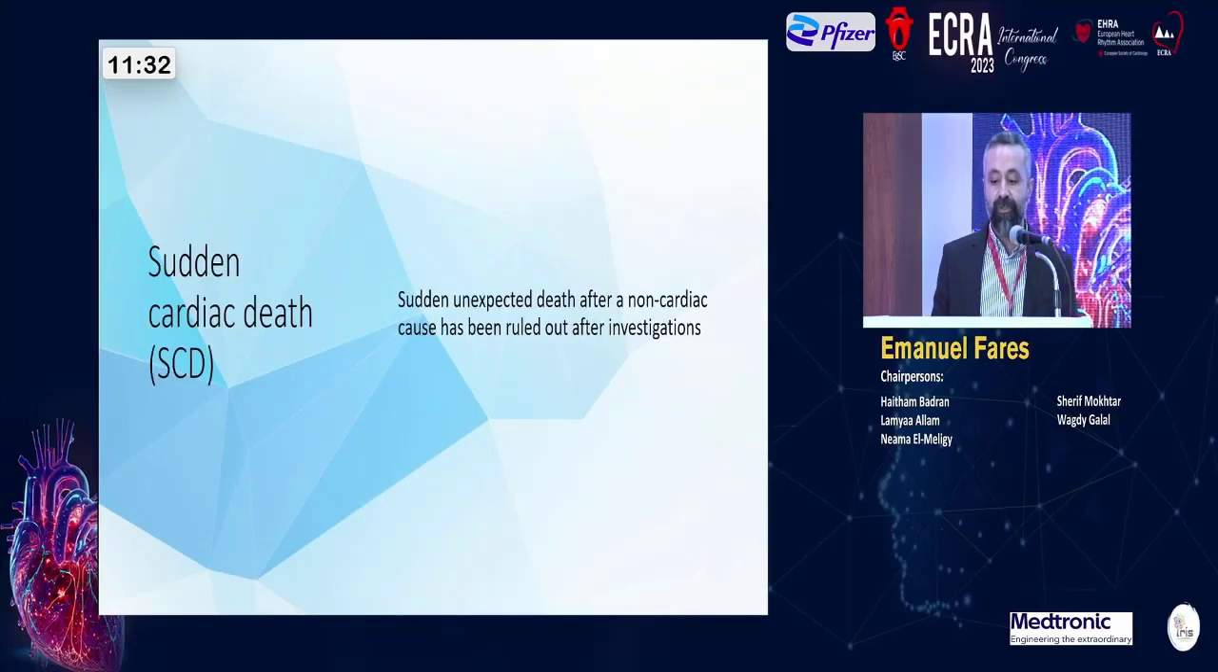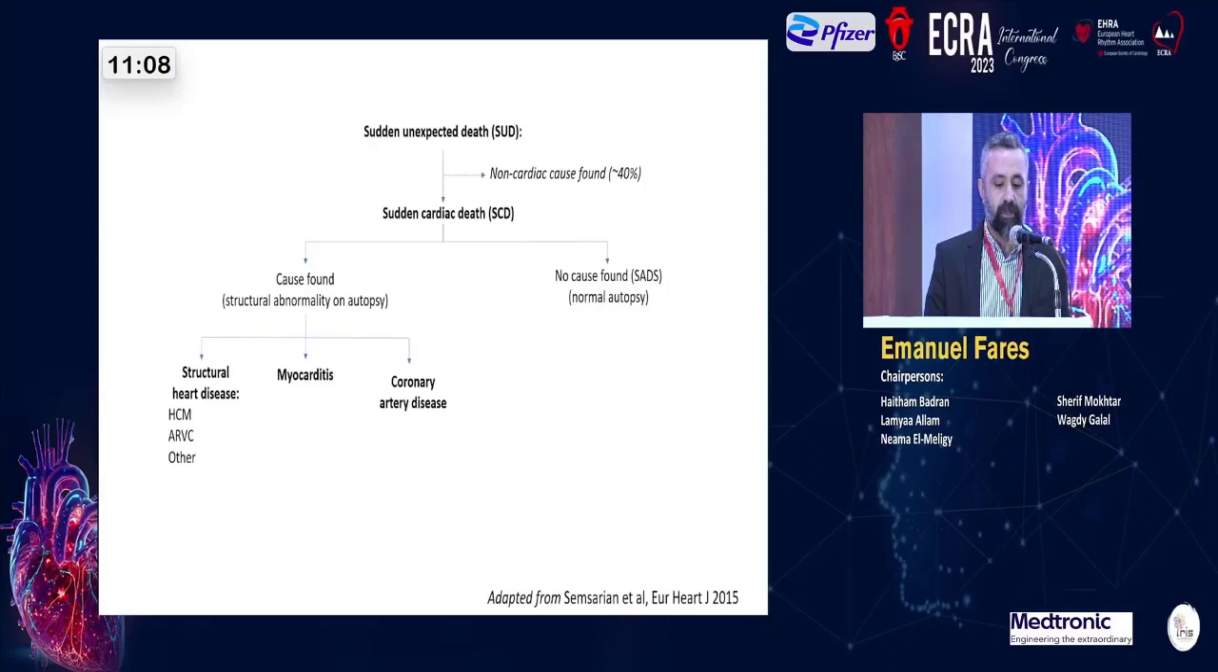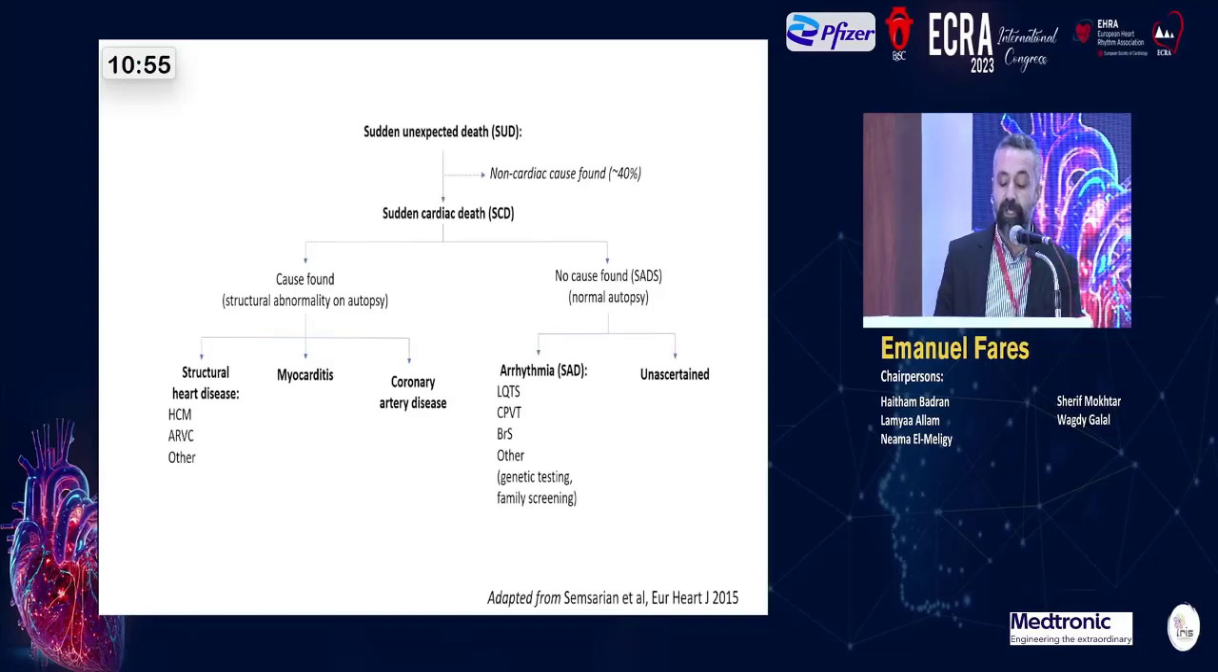Sudden cardiac death is a sudden unexpected death after a non-cardiac cause has been ruled out after investigations. If you want to classify them, we have sudden unexpected deaths. In 40% of cases, a non-cardiac cause can be found, and if not, that's a sudden cardiac death. If we go for an autopsy and find structural heart disease, myocarditis, or coronary artery disease, that is one group. If no cause is found, it's a sudden arrhythmic death, and the primary electrical abnormalities, or maybe we will not find any cause.